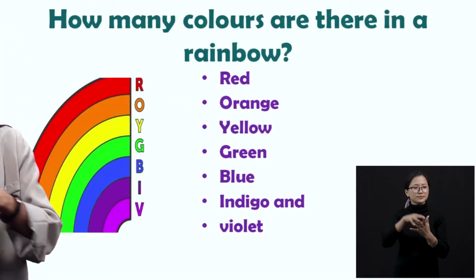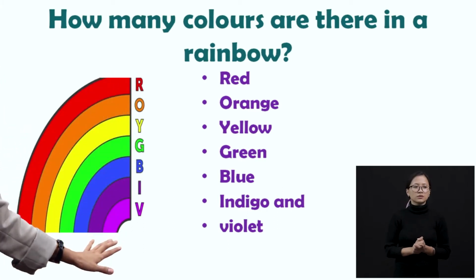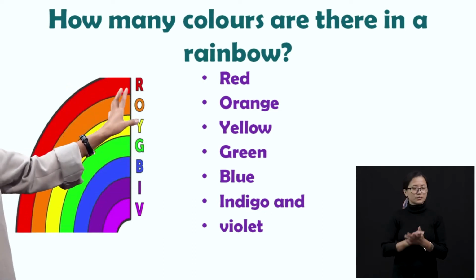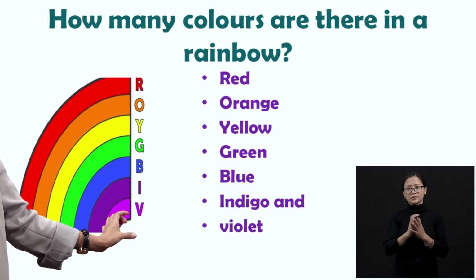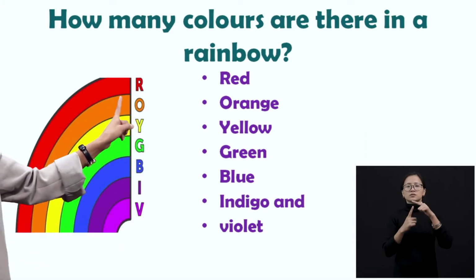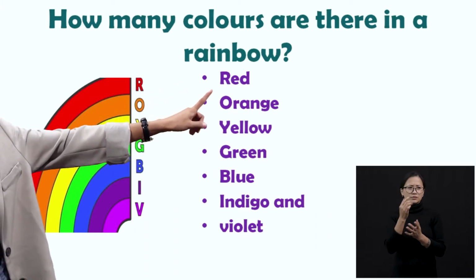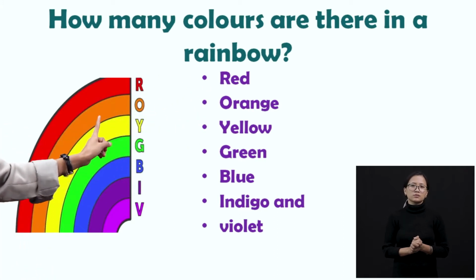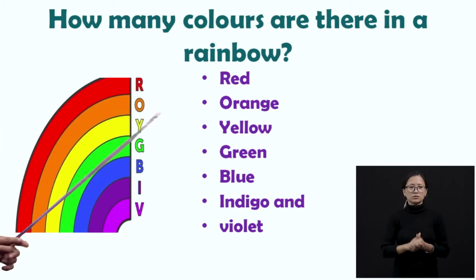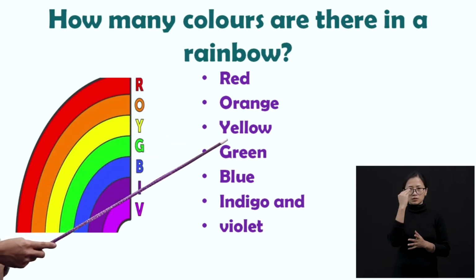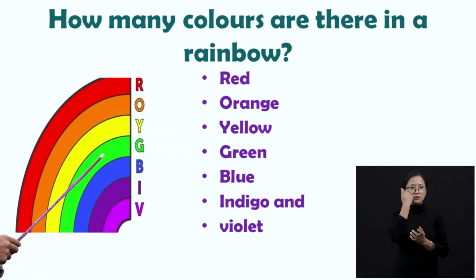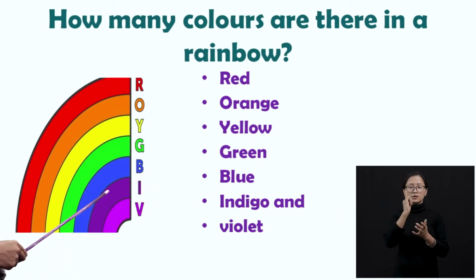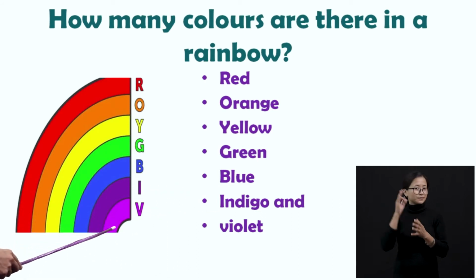Now let's learn how many colors are there in a rainbow. Okay, these are the colors that we see in a rainbow, right? So we will learn from the start. Here I have given the initial letters of the colors. See R, that means red. That is the first color in the rainbow, red. R stands for red. O, that is orange. O stands for orange. Y stands for yellow. G stands for green. B for blue. I for indigo, and V for violet.